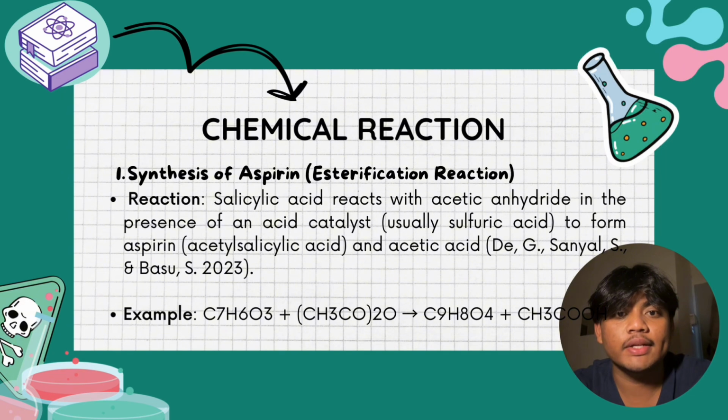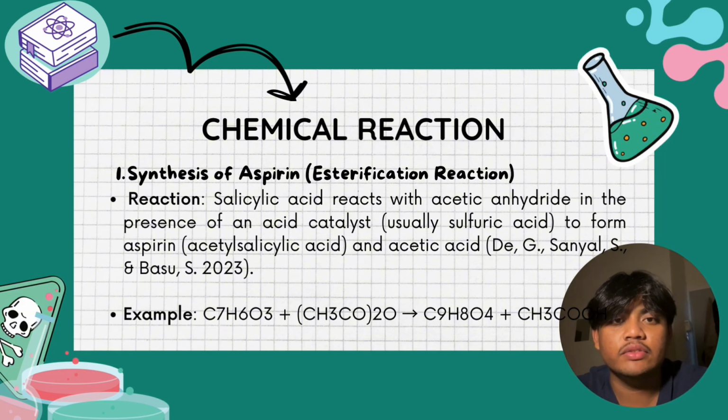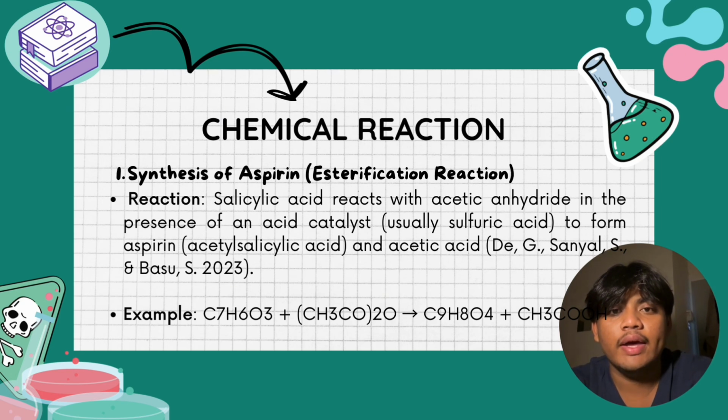So next is chemical test. For the first one, the synthesis of aspirin is an esterification reaction, where alcohol reacts with acid derivative to form ester. For the reactants, salicylic acid, C7H6O3, contains a hydroxyl group attached to a benzene ring, and acetic anhydride, CH3CO2O, a derivative of acetic acid that acts as the acetylating agent. For the catalyst is sulfuric acid, H2SO4, which speeds up the reaction without being consumed.